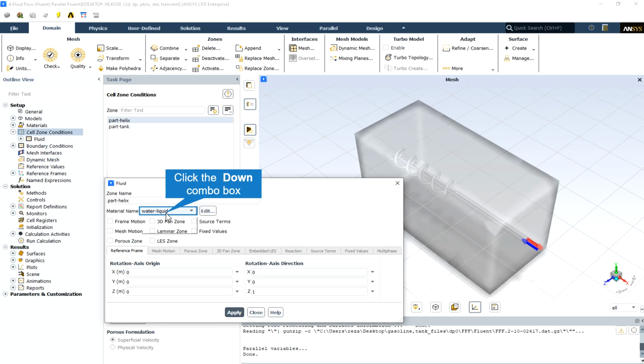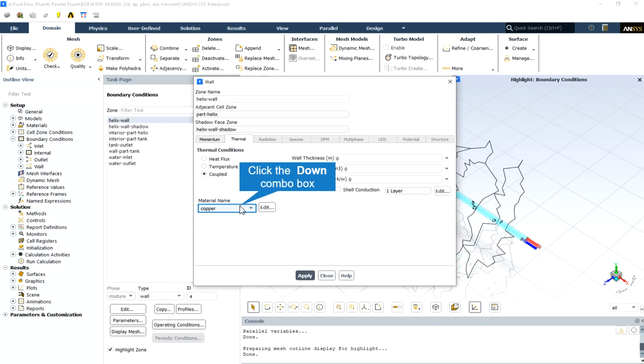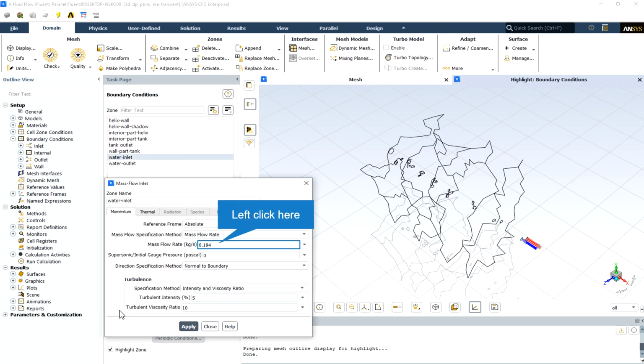The liquid water exists in the helix part. The material of the helix wall is copper. Mass flow inlet boundary condition has been chosen for the inlet boundary condition, and also the mass flow rate is specified in this section.